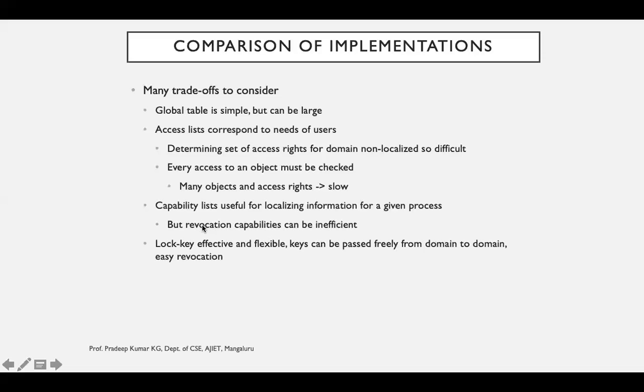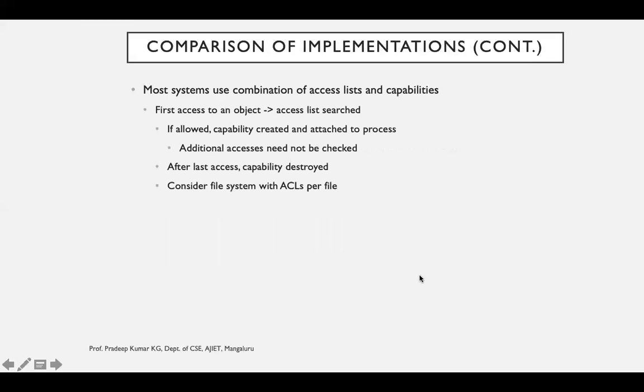Consider that you sold your laptop or your mobile phone and forgot to revoke this pairing. Then if you try to send your valuable photo or information to your laptop, the laptop will automatically receive it, because you didn't revoke that particular access permission. That is the problem, and that's why it may become inefficient. But it is very effective and flexible, and you can easily pass keys. This is what we observe.